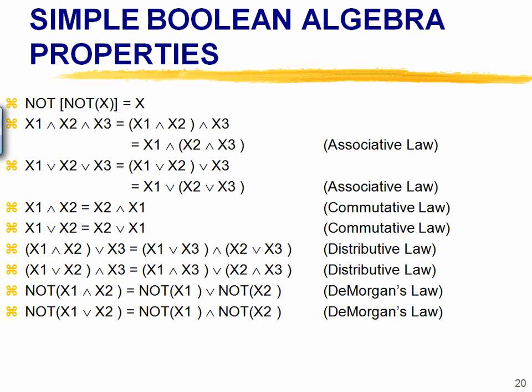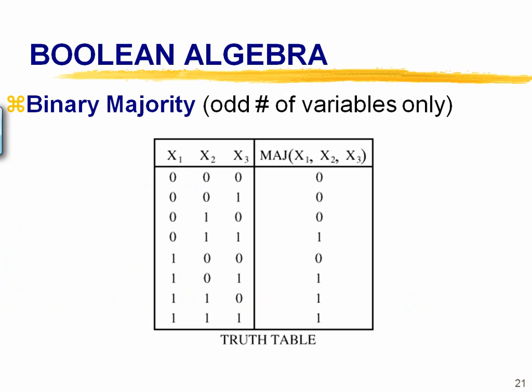Right? So all of these laws are important for us to remember because it helps us simplify the operations we wish to perform on an image. Now, there is one other operation besides AND, OR, and NOT that we care for in terms of our library of binary image processing operations that we like to maintain, and that's the binary majority.